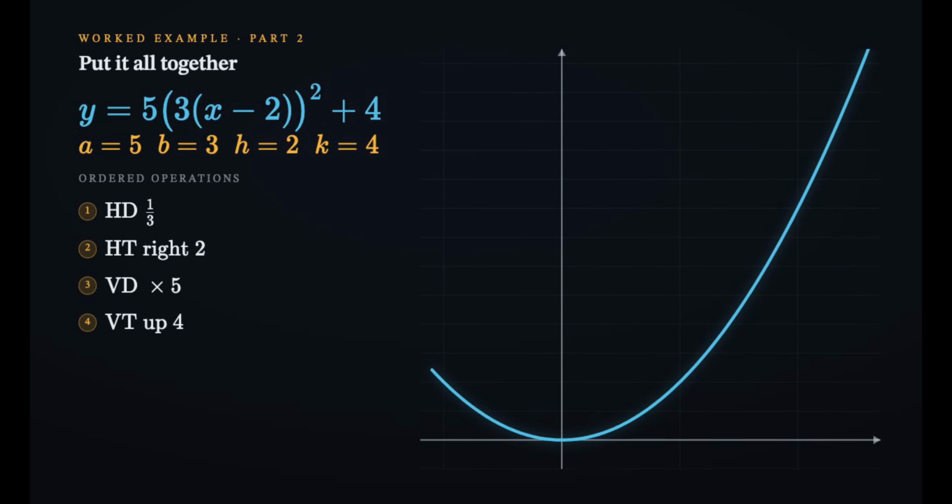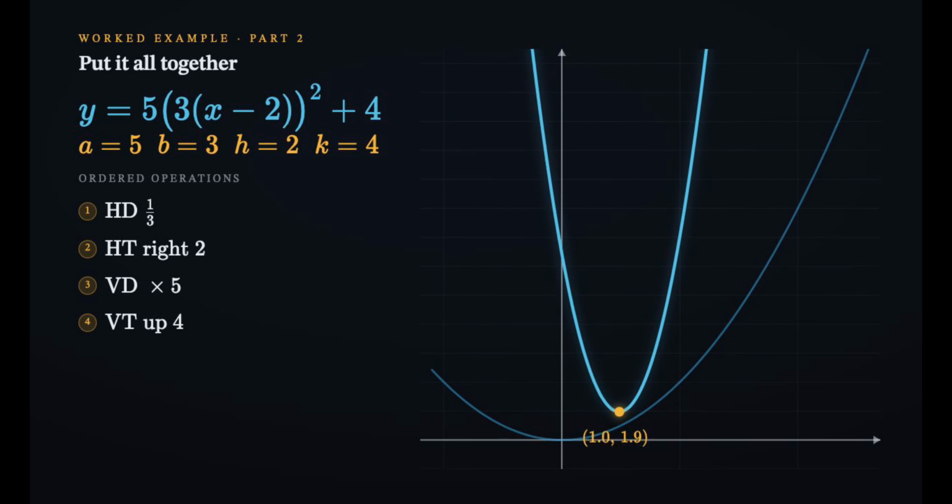Let's track the key points from the parent y = x². The vertex (0, 0) doesn't move under dilation. Then HT right 2 and VT up 4 send it to the new vertex (2, 4).